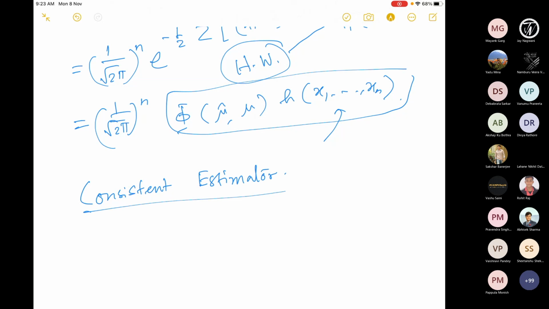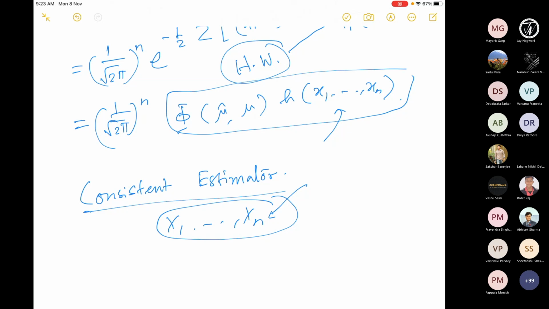What is called a consistent estimator? We started talking about x1, x2, ..., xn, and using different methods, we can find different estimators. And not only that, even if you fix the method, depending on n, your estimator will change. Estimator will change means the value of the estimator will change.